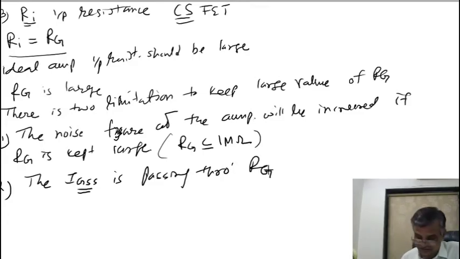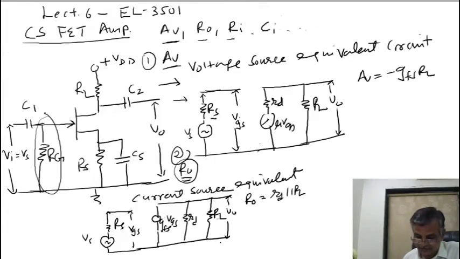We have discussed this. Look here, the gate is kept negative. RS provides reverse bias at the gate. Due to this negative bias, the reverse leakage current flows like this, from here to here. So the reverse leakage current is passing through RG.